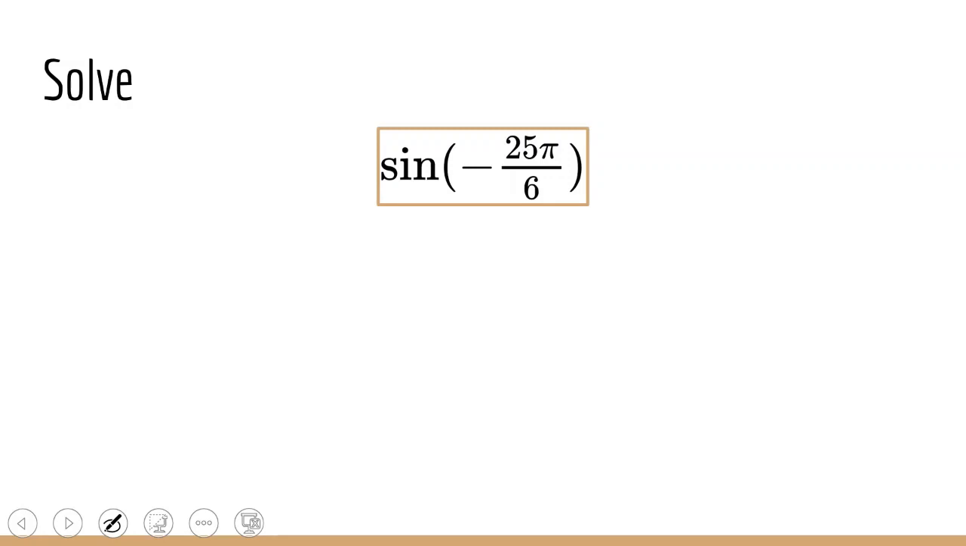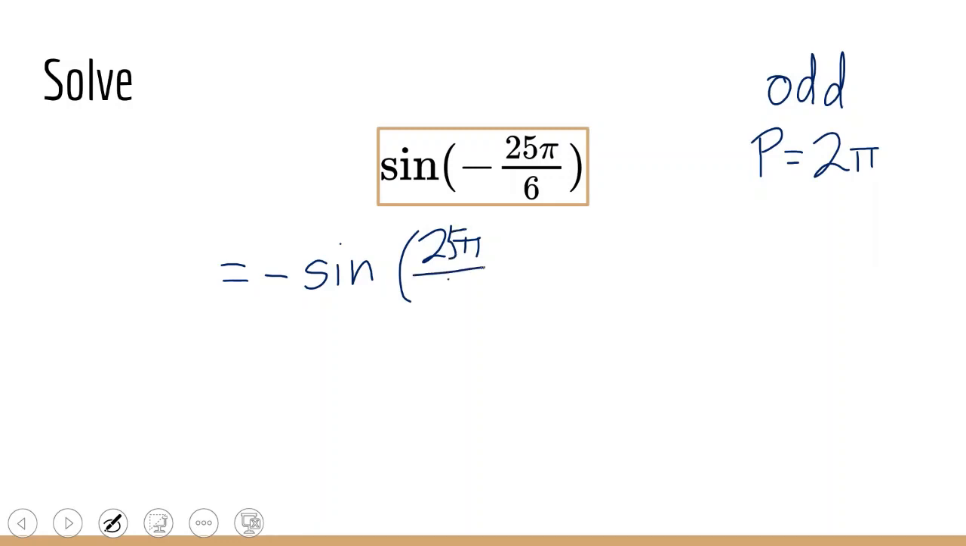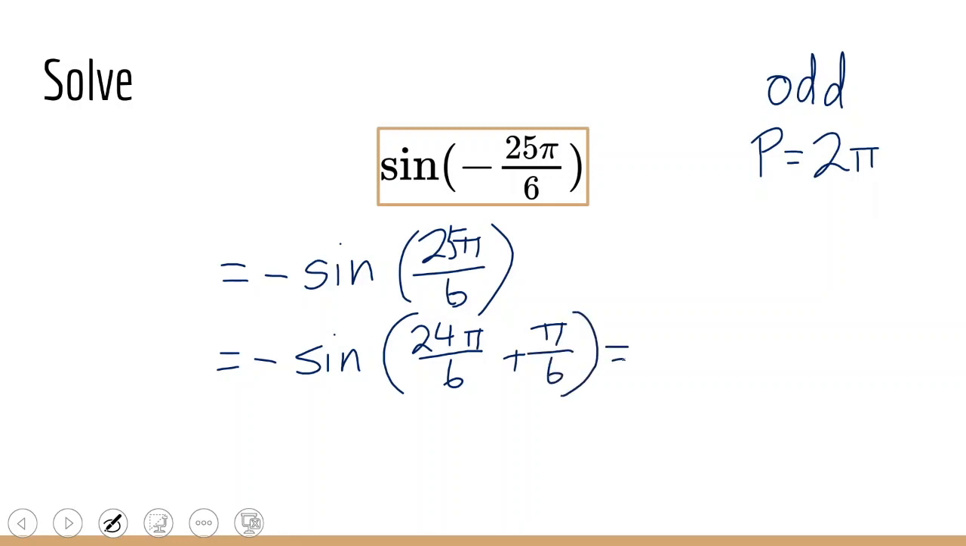So again, knowing this, let's solve this expression over here. What is the value of sine of minus 25 pi over 6? So again, let's pull out what we know about sine. We know sine is odd, and we know that the period of sine is 2 pi. So since sine is odd, sine of minus 25 pi over 6 is the same as minus sine of 25 pi over 6. From there, we can now use the periodic properties of sine to help us out. So I'm going to split up 25 pi over 6 to be 24 pi over 6 plus pi over 6, which I can write out as 2 times 2 pi plus pi over 6.